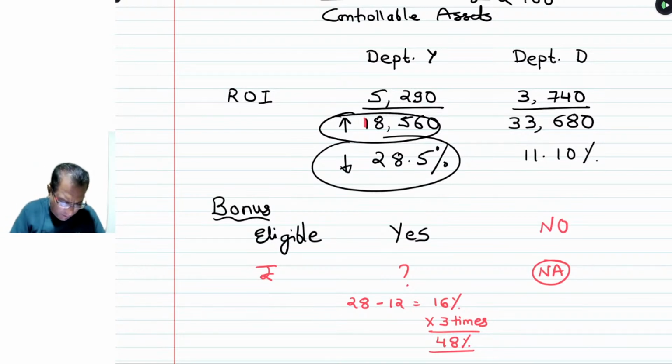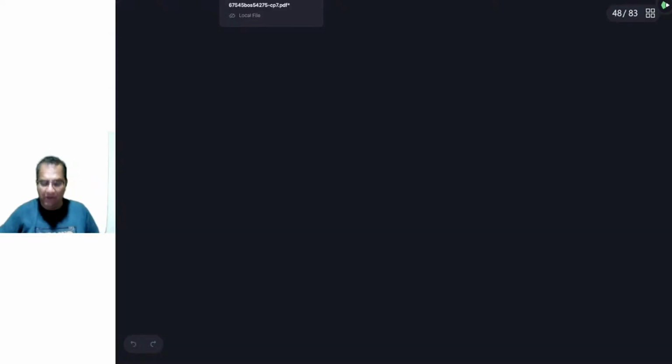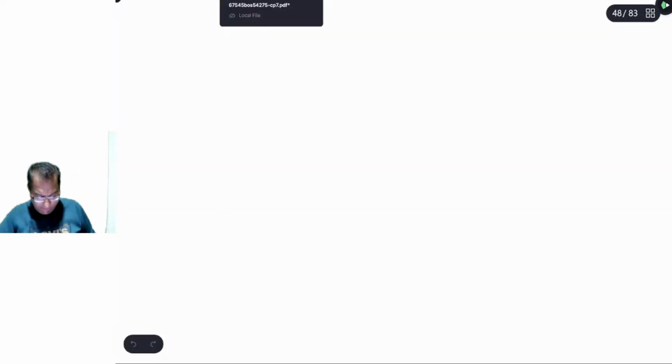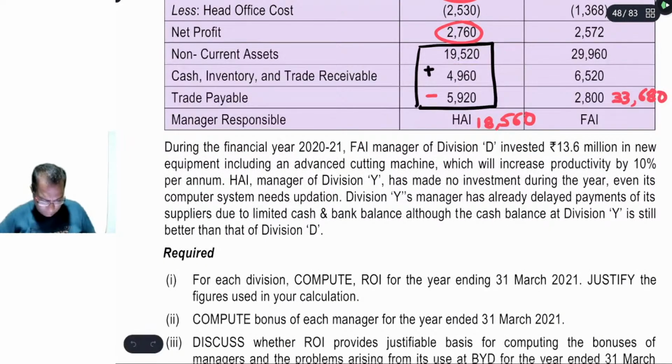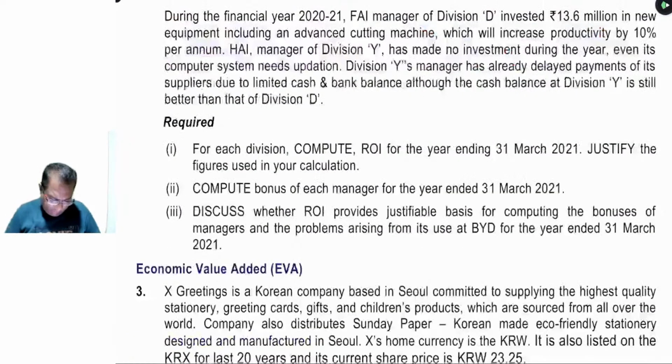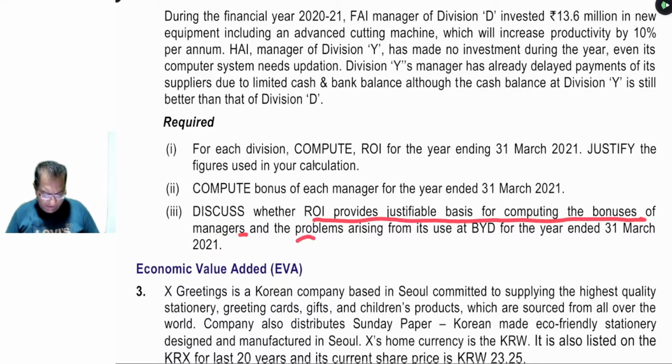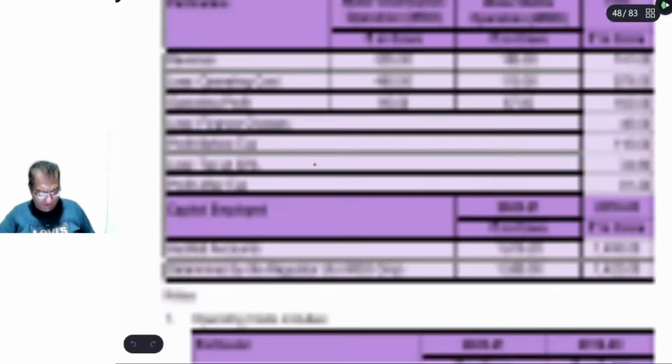I am giving you some time to read out the content from the study material solution. See, what was the first requirement part? What is the first requirement part? We have computed the ROI, we have computed the bonus, and now discuss whether ROI provides a justifiable basis for computing the bonus of managers and the problems arising from its use at BYD. So read the solution once, beta. The solution is beautifully drafted.